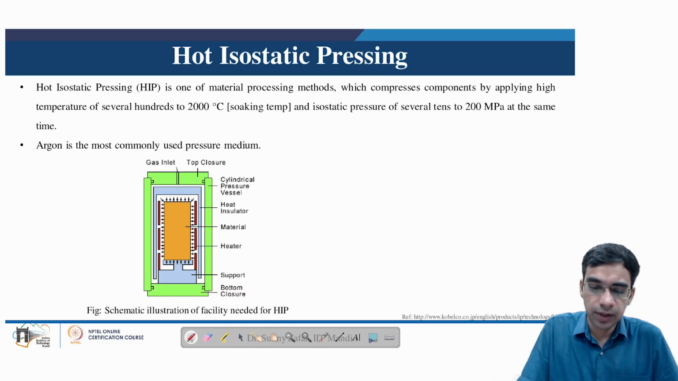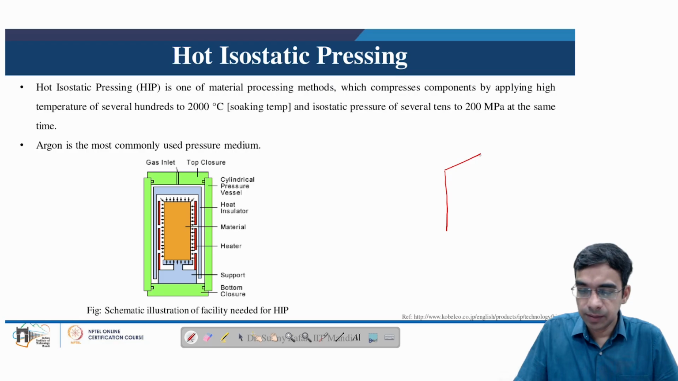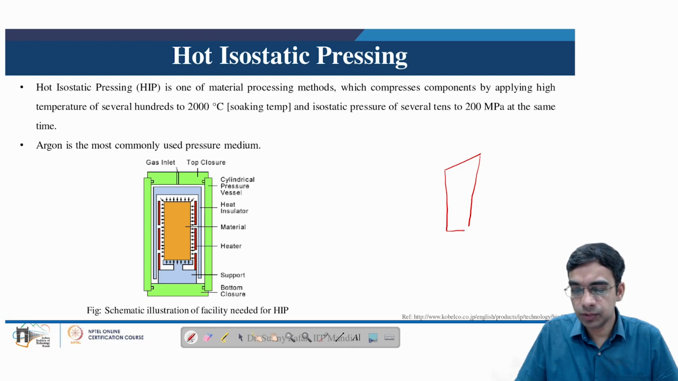So here basically what happens is that the gas turbine blade which is obtained after casting may have some defects like pores or maybe some internal defects. So it is very much required to heal up those defects or pores. So in this regard, the hot isostatic pressing becomes a very important process.